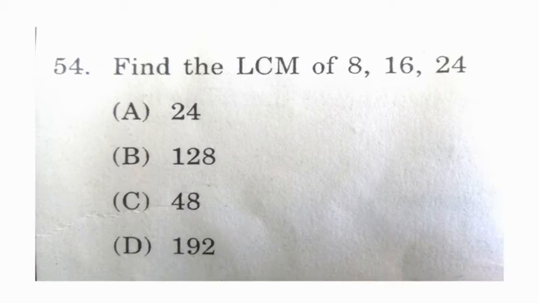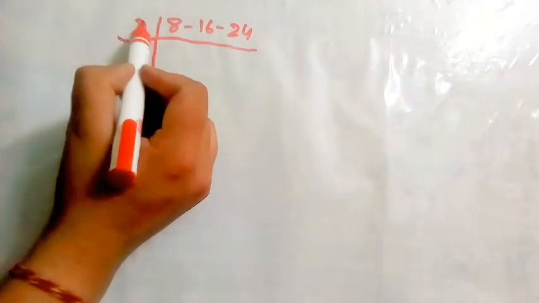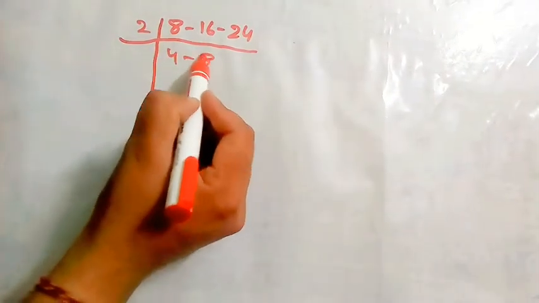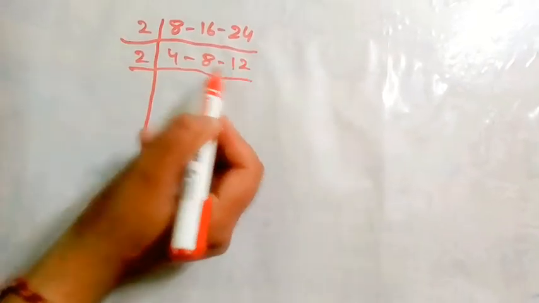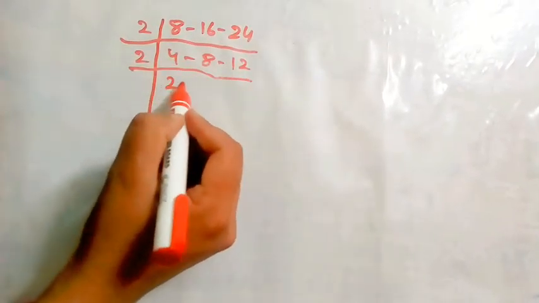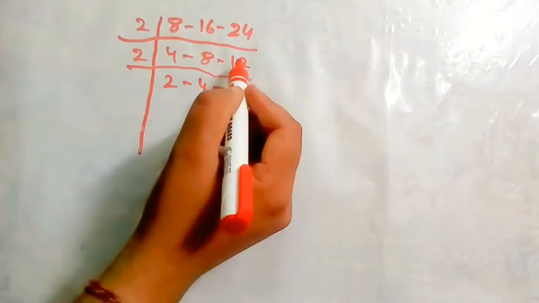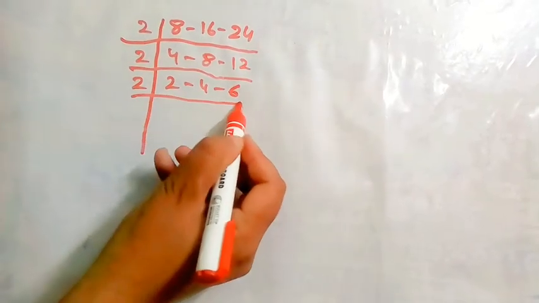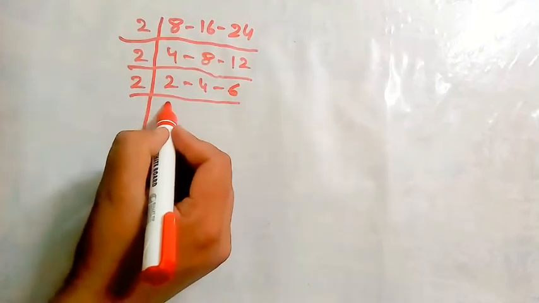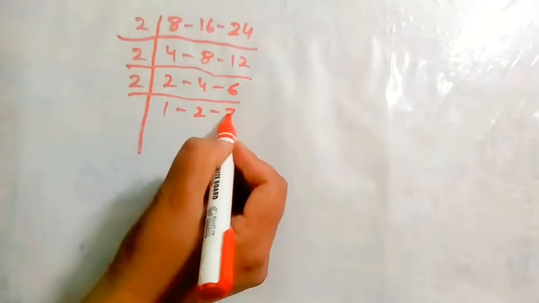Next is, find the LCM of 8, 16 and 24. So the answer is 48. But how? Let us see. Here I am using the common division method. So by 2: 2 fours are 8, 2 eights are 16, 2 twelves are 24. By 2 again: 2 twos are 4, 2 fours are 8, and 2 sixes are 12. By 2 again: 2 ones are 2, 2 twos are 4, and 2 threes are 6.